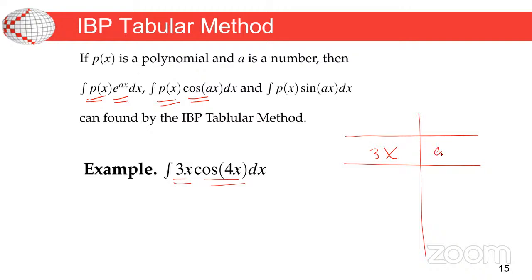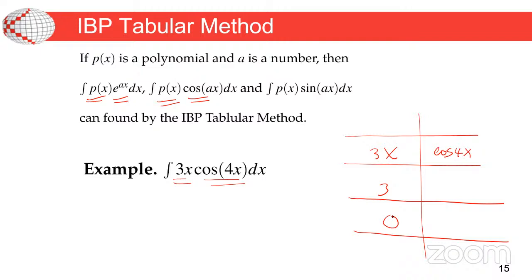In this case, the quotient 4x. Okay, now we're going to complete this table. For the first column, we're going to keep differentiating. When you differentiate 3x, what do you get? Derivative of 3x is what? 3, okay? And then continue to do that. Derivative of 3 is what? 0, okay? Because you have a polynomial as the first factor, sooner or later you're going to get a 0 derivative. Then it's time to stop.